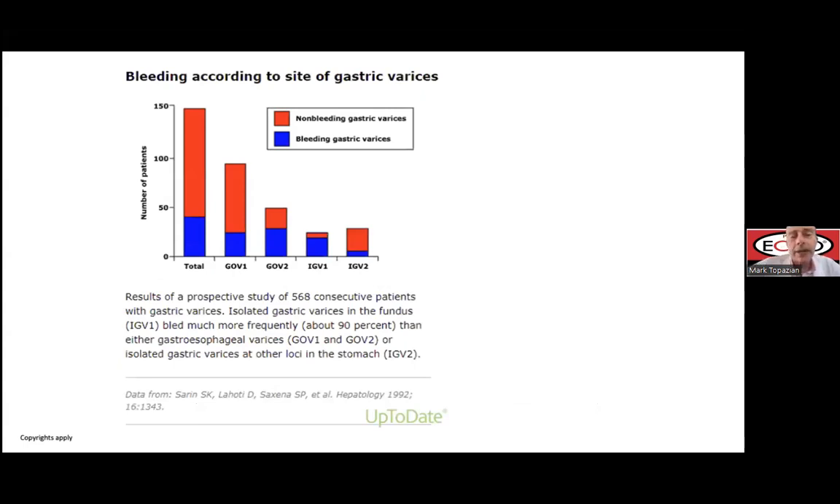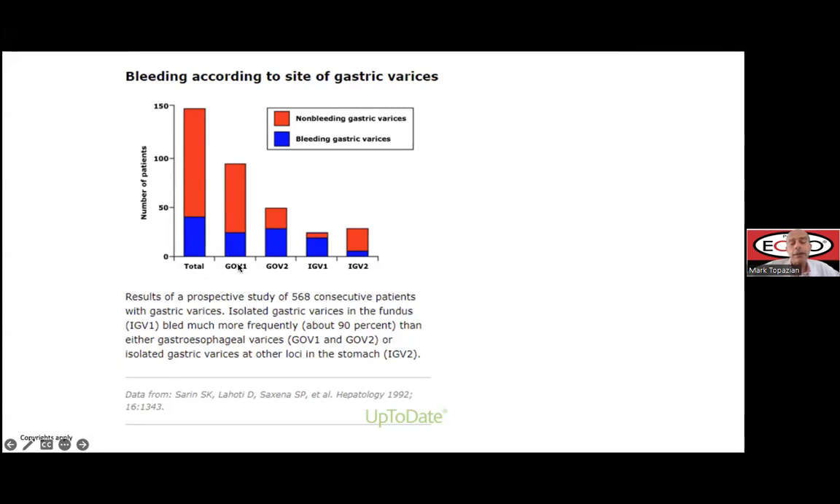Now, of the gastric varices that bled, which ones were most likely to bleed? Well, this is a little complicated, but it's from the same data from this 1992 paper. So on the y-axis is number of patients, and this here is the total patients with gastric varices of various types. And during follow-up, in red, most of them did not bleed. Only a minority in blue bled.